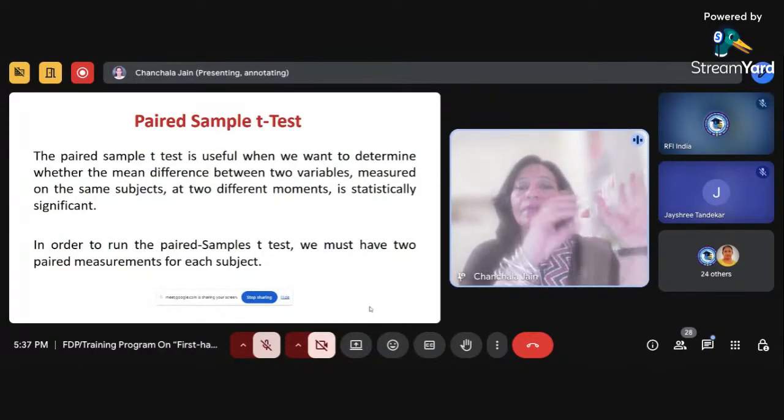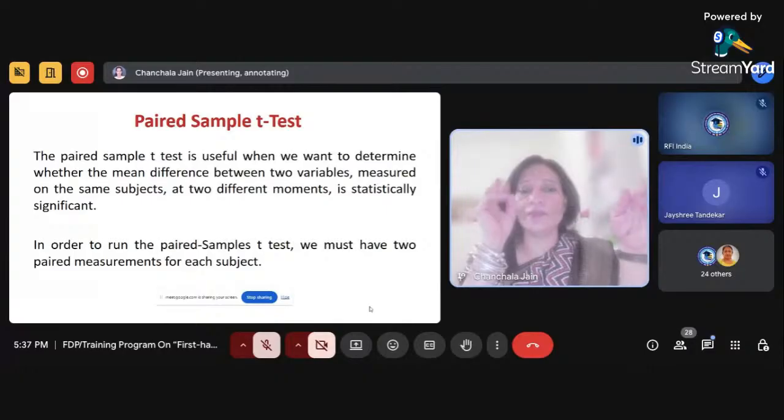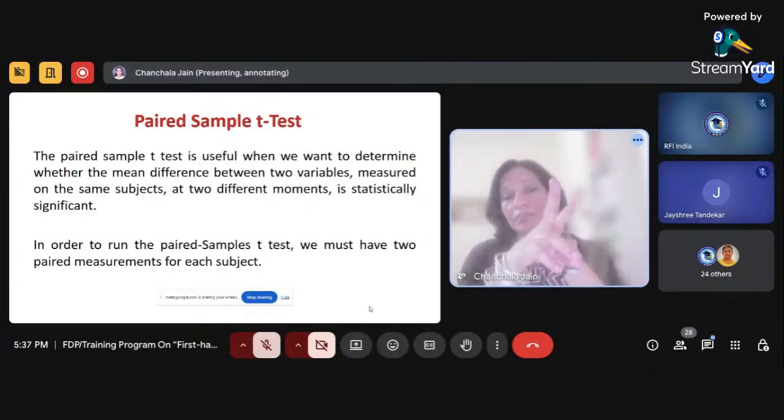And I have a single variable. I want to test the knowledge of the participants on SPSS. So before teaching, the knowledge level, and after teaching, the knowledge level. So the variable is one and the sample is also one, because for the same group of people we are measuring the knowledge level twice. Is it clear to everyone?